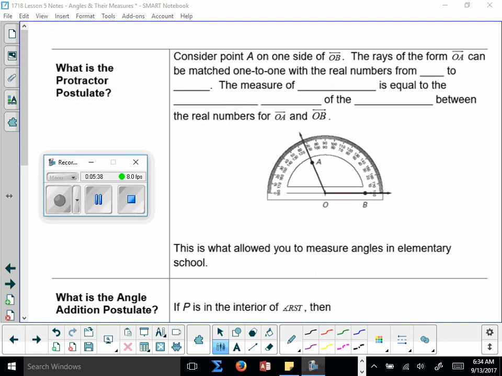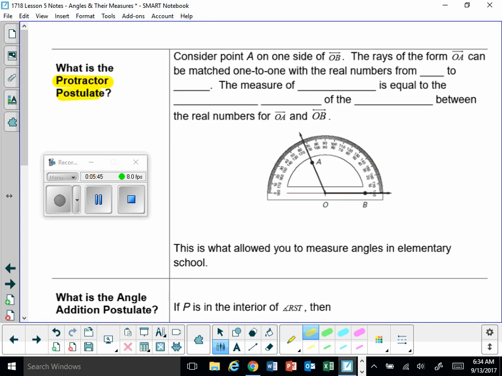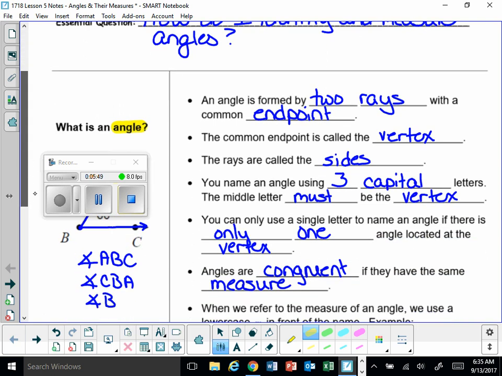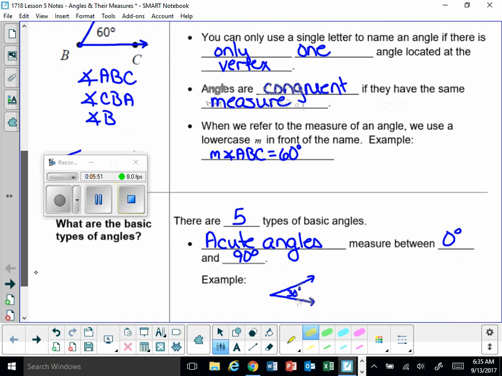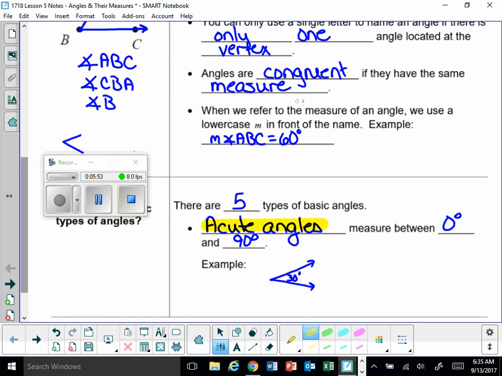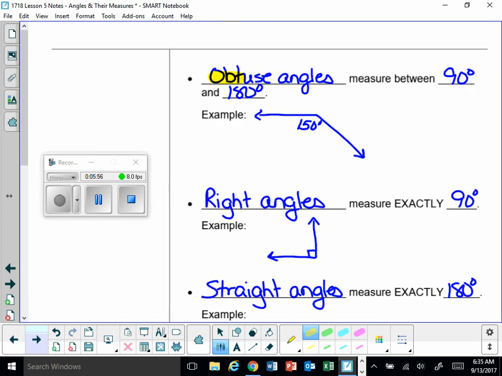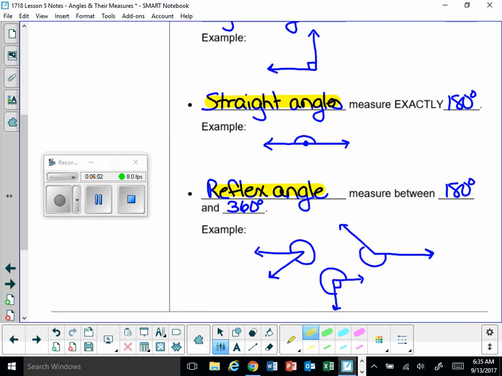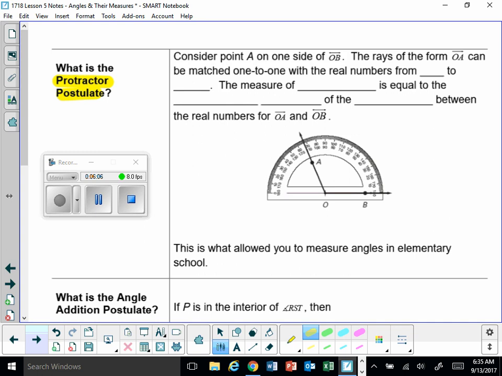So, another postulate, because we need one. Oh, let me back up a second. I forgot to highlight. Yeah, I know, you're excited, right? I forgot to highlight acute angles, obtuse angles, right angles, straight angles, and reflex angle. You've got vocabulary you have to know. All right, back to the protractor postulate.